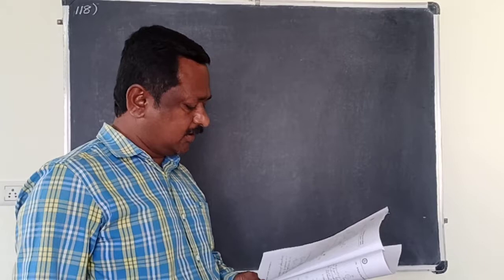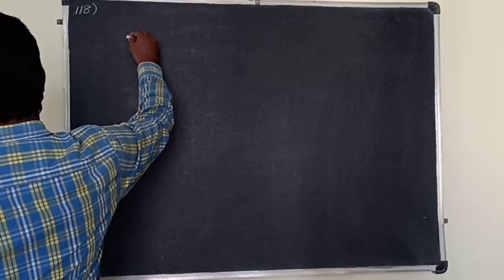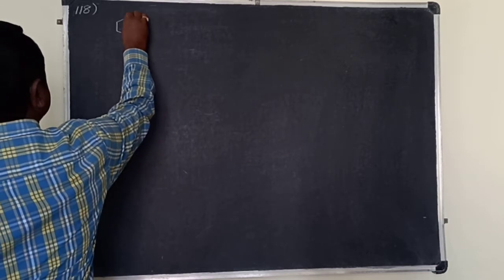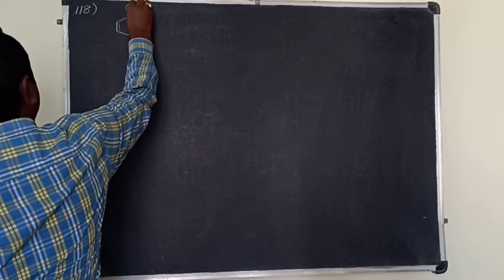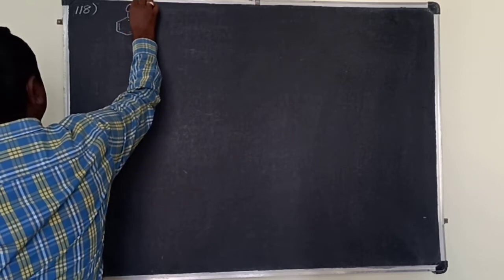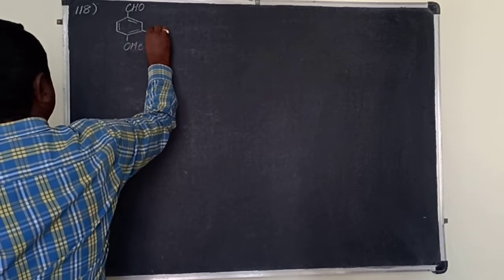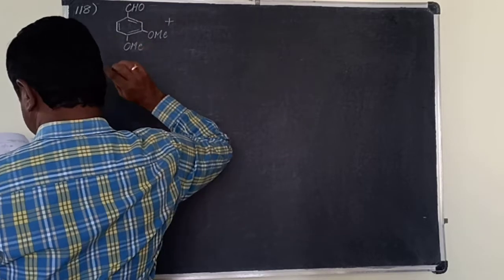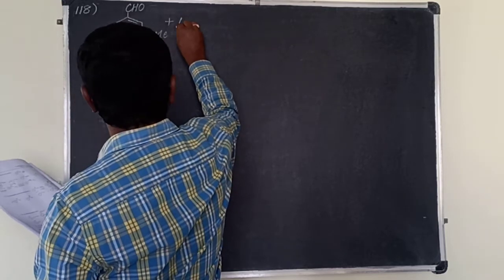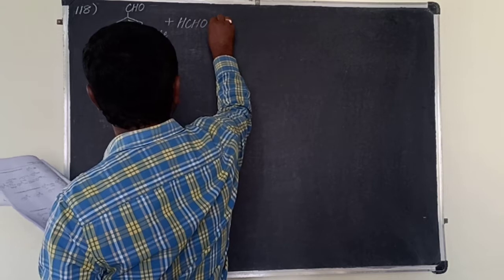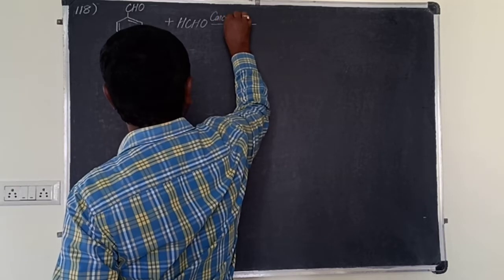118. The following reaction gives... What is the compound given? C6H3... CHO... OMe twice. Plus HCHO, formaldehyde, when it is treated with concentrated NaOH.